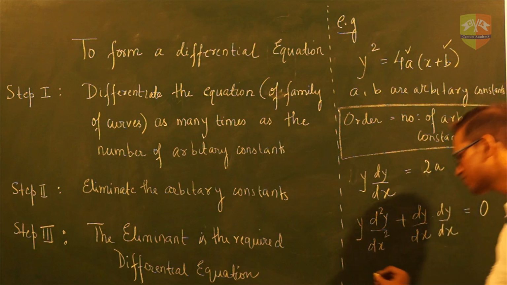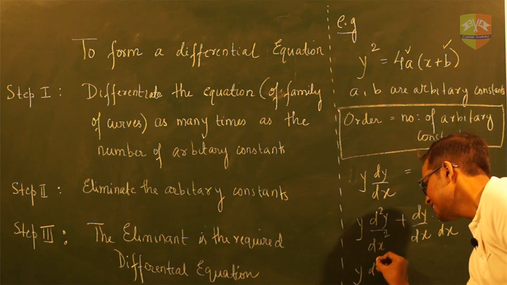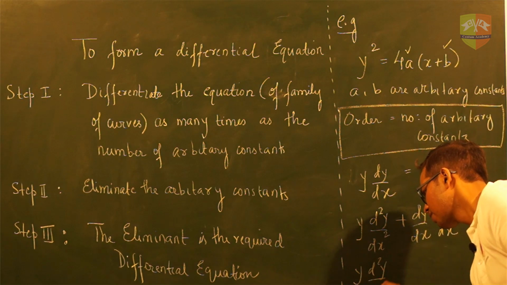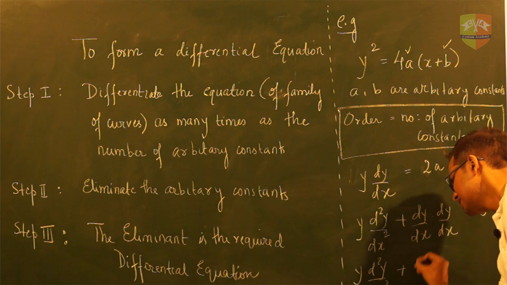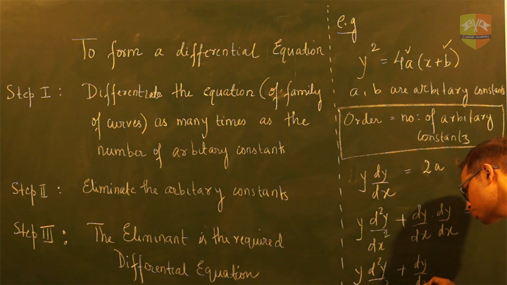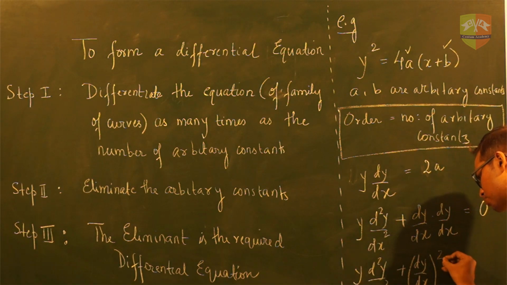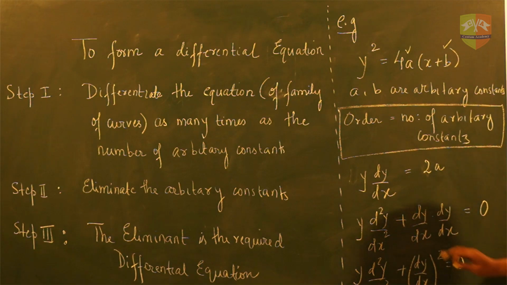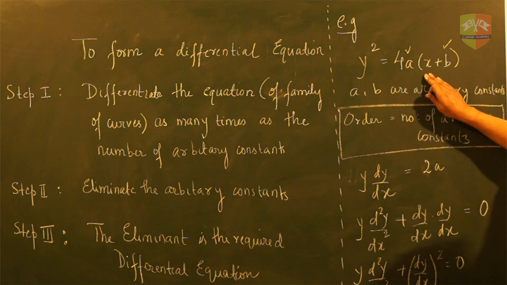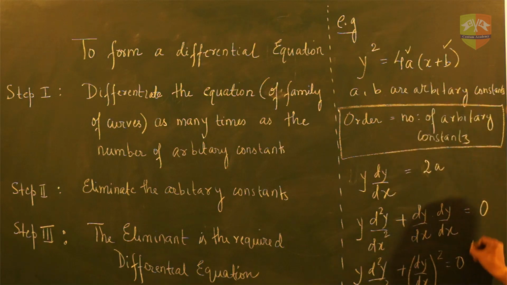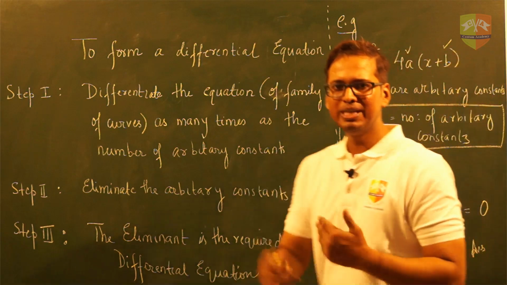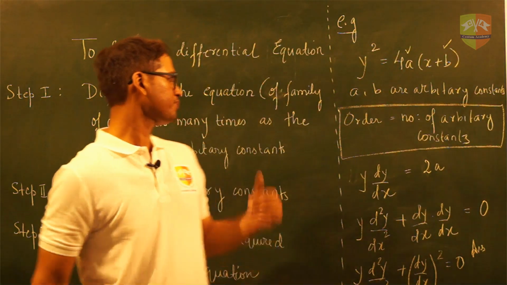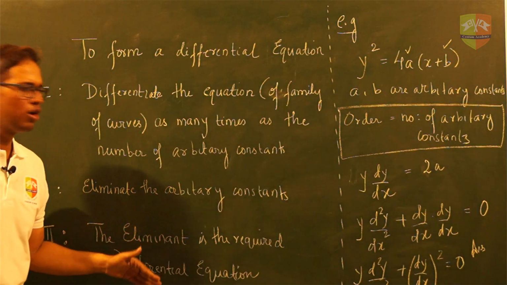So simplifying this further, I can say y d2y by dx square plus dy by dx whole square is going to be 0. This is the differential equation which corresponds to this family of parabola, right? So this is your answer which we need to obtain. So again, repeating all the steps in the order in which you have to follow.